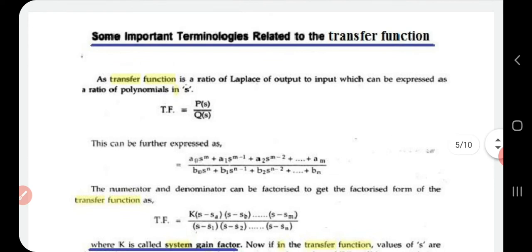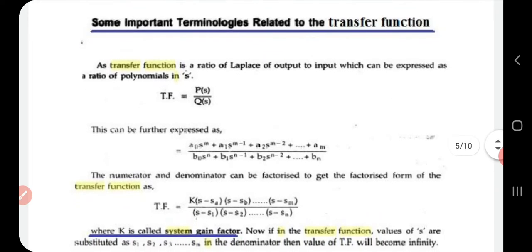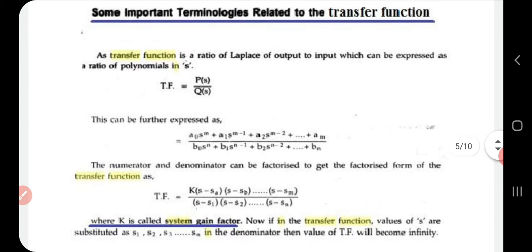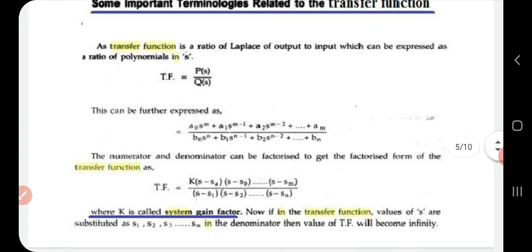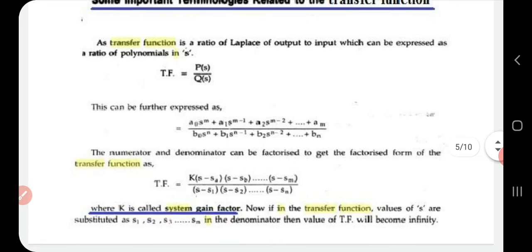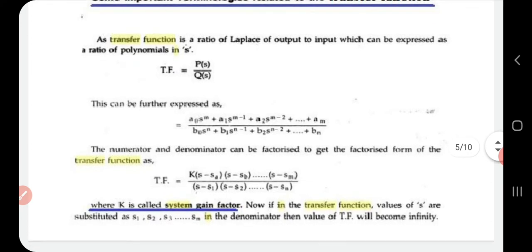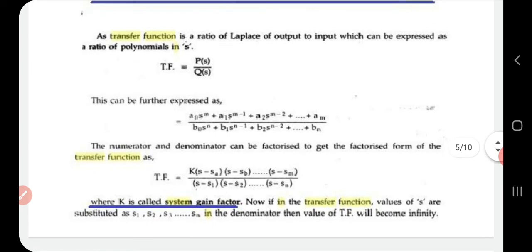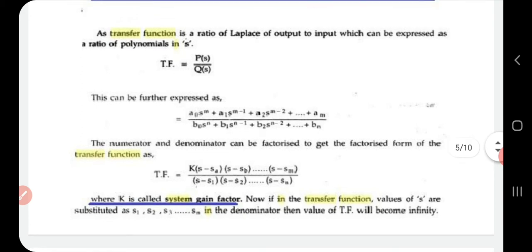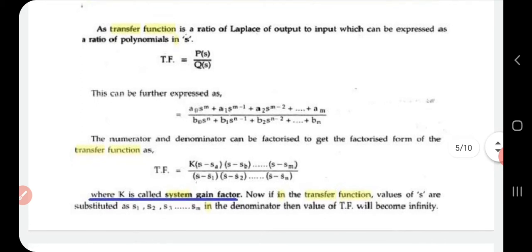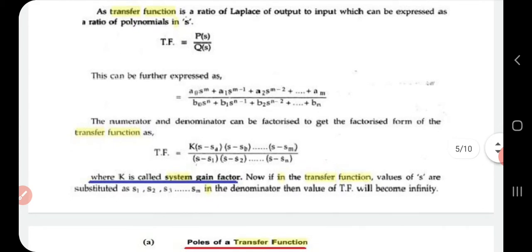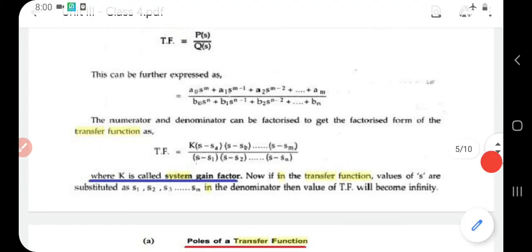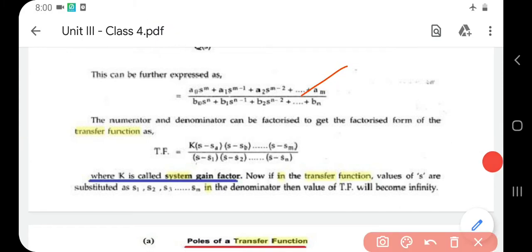Now, some important terms or terminologies related to transfer function are as follows. As transfer function is a ratio of Laplace output to input, it can be expressed as a ratio of polynomials in s. Thus TF is equal to P(s) by Q(s), where P(s) is the Laplace transform of output, whereas Q(s) is the Laplace transform of input. Similarly, we can express the same thing, where TF stands for transfer function, in terms of polynomial equations as follows.